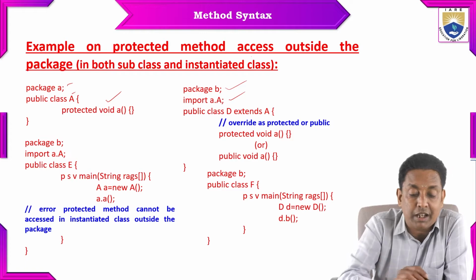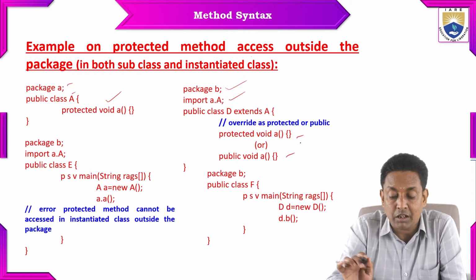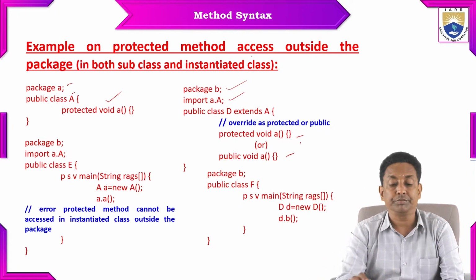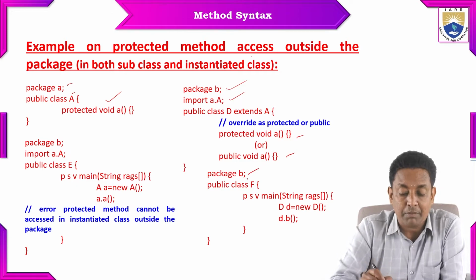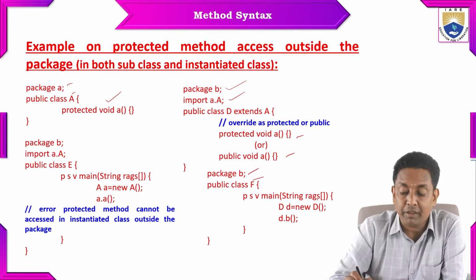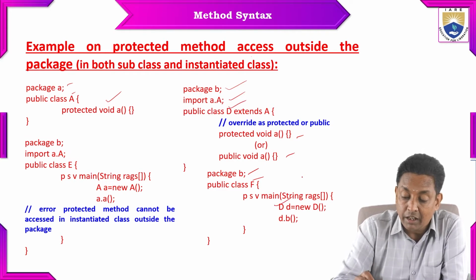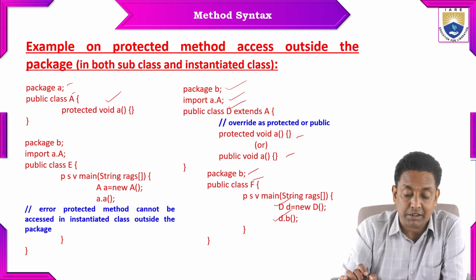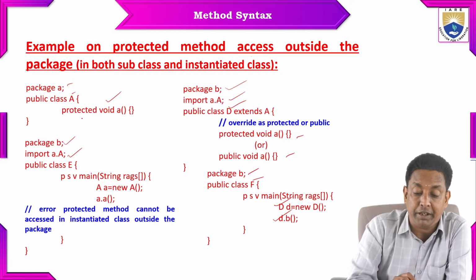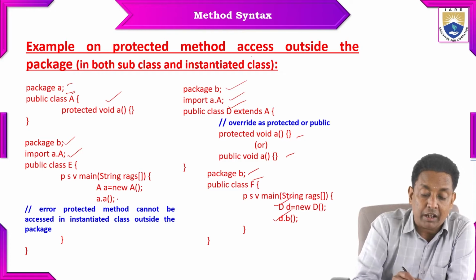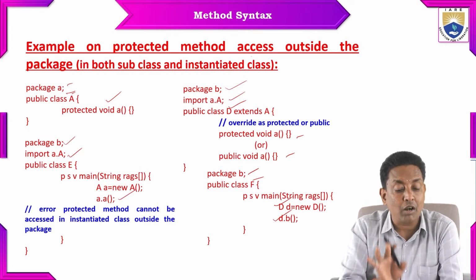Public class D extends A. From the class A it is extended, so the method can be overridden as protected or public. That is already done. Next, in the same package B, I'm writing one public class F. Here I created an object of D, and from D the method is accessed. Otherwise, you write another class called E in package B, create an object of A and access the A method. No problem.